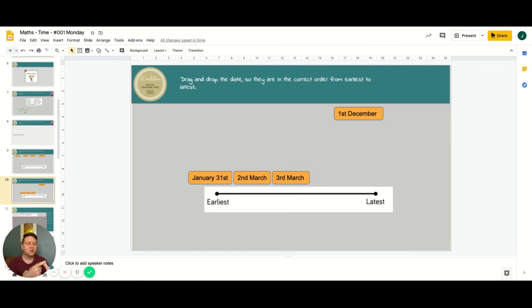Let's just check. January, February, March, April, May, June, July, August, September, October, November, December. I tried to make it a bit tricky by having the 1st of December to see if that will make your brain go, oh, well, maybe that is the earliest one, but no, it's still December, so it's still latest there. Okay, well done.